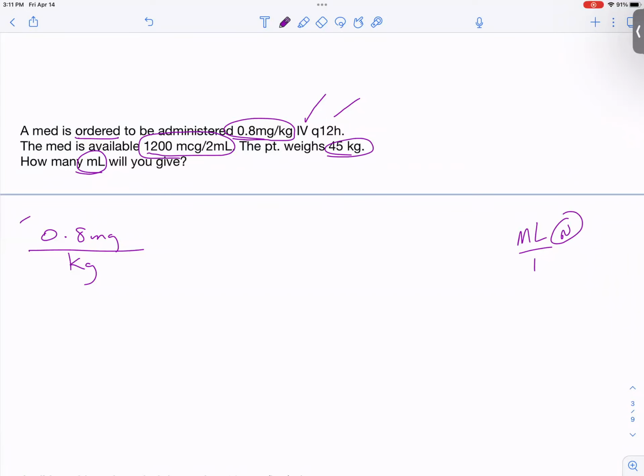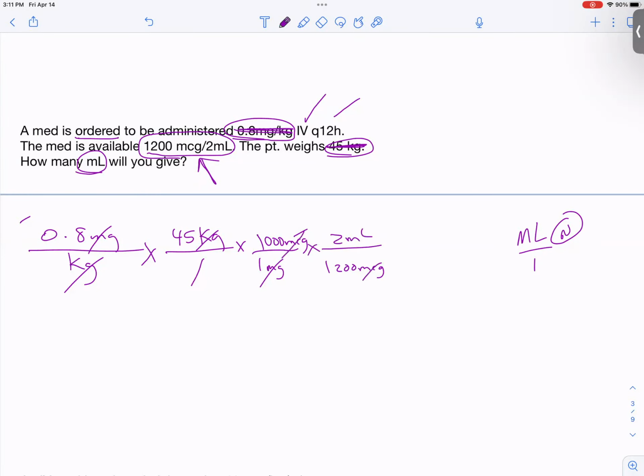Get rid of kilograms first because it's easiest. 45 kilograms is the weight over 1. I do it diagonally, cross it off. I've already used this, 0.8. All right, how do I get rid of milligrams? Well, it's in micrograms, so I know I need a conversion. 1 milligram is 1,000 micrograms. Gets rid of my milligrams. How do I get rid of micrograms? I go to my problem. There's 1,200 micrograms in 2 milliliters. Beautiful. I've used that, and now I'm left with milliliters.